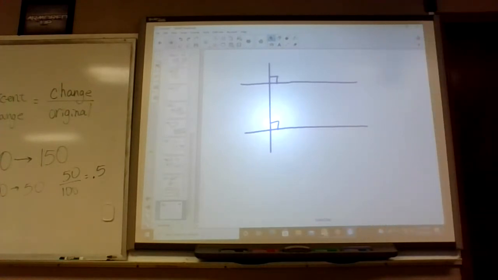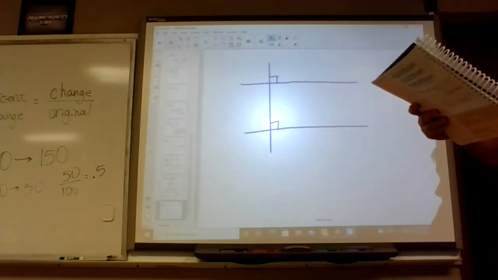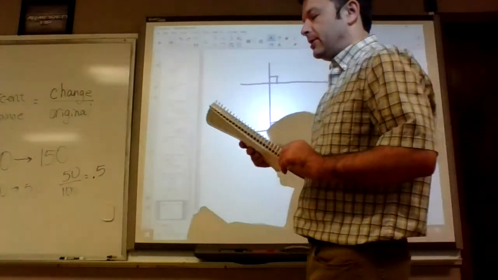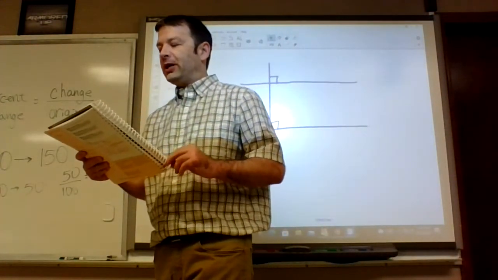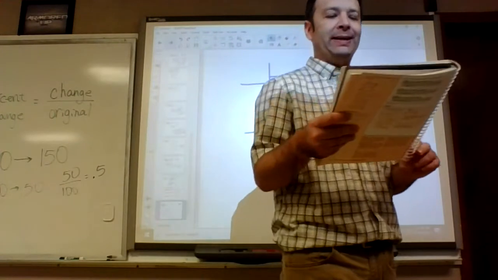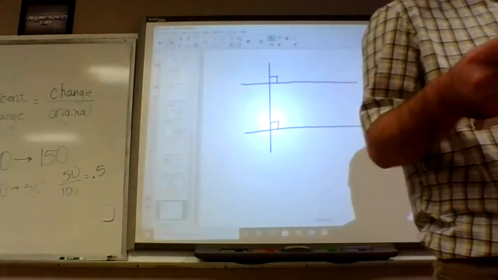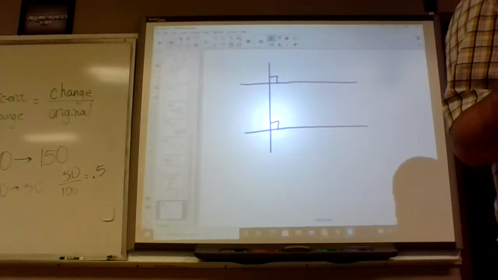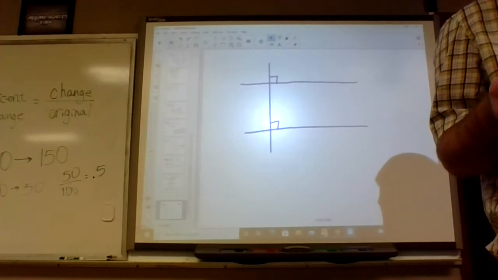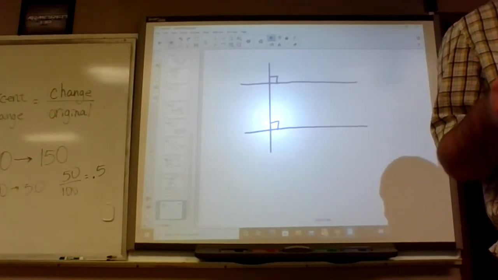Okay, number 9. You guys see the picture for 9? It's kind of like the one I drew on the board. The directions say assume that line M is parallel to line N. And you see the red arrows in the picture? That's also telling us the lines are parallel.